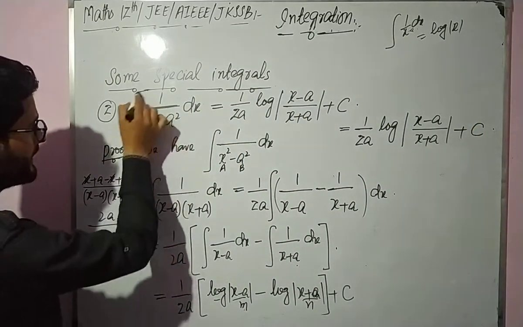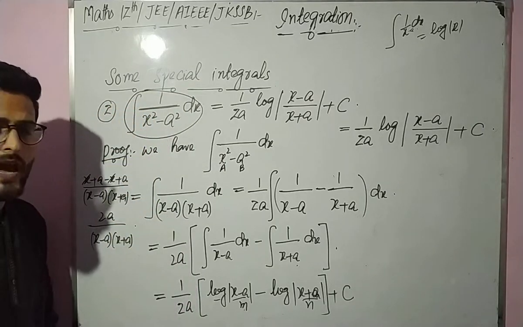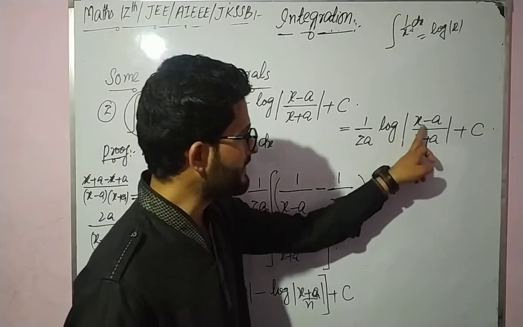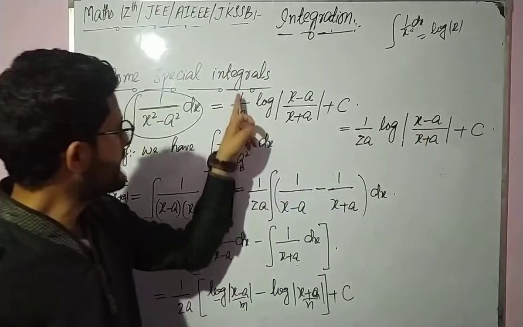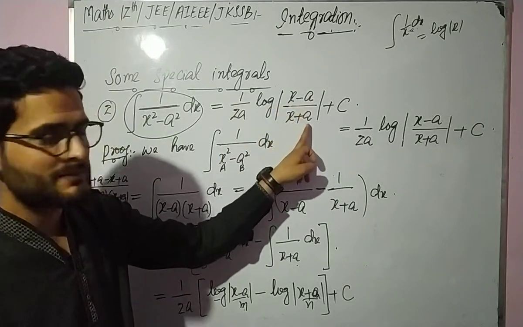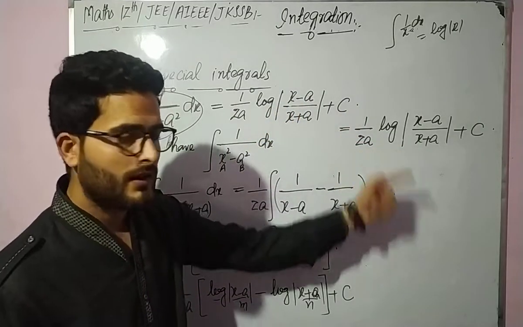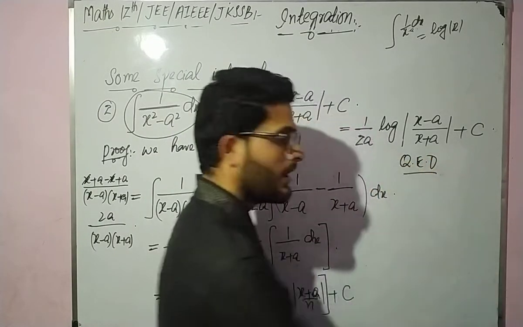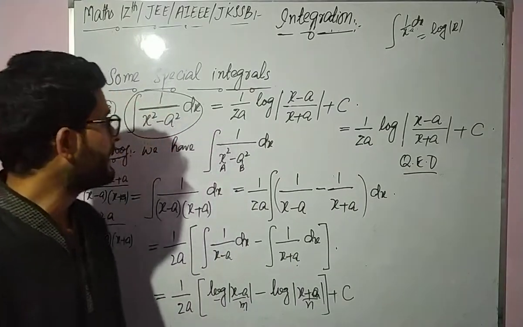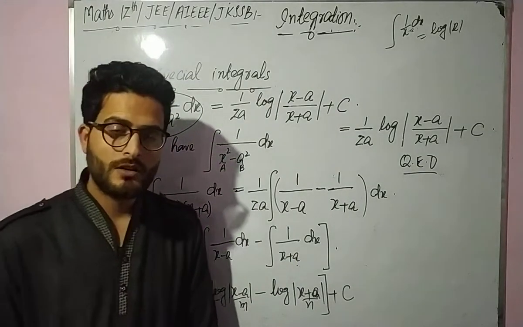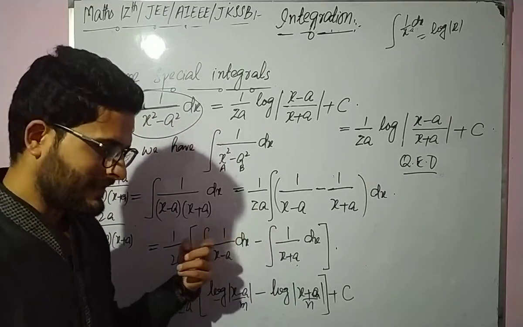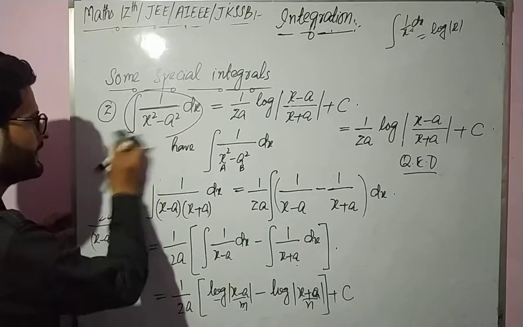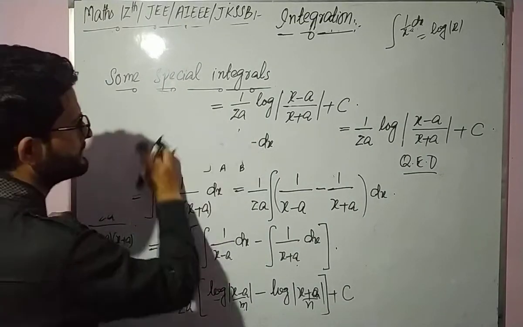So we have obtained the integration of 1 divided by x square minus a square, and that is directly equal to 1 divided by 2a log of mod of x minus a divided by x plus a plus c, that we have proved here. So hence QED, quod erat demonstrandum, the proof of the second special integral that we have discussed earlier. Now next we have the proof of the third special integral.